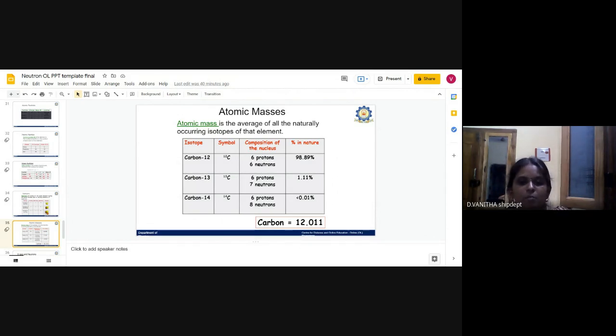So atomic mass is the average of all naturally occurring isotopes of an element. Here, the carbon 12 isotope is made up of 6 protons and 6 neutrons. But for isotopes like carbon 13 and carbon 14, only the number of neutrons varies. Carbon 12 exists in nature in a large quantity, but the other isotopes are not abundant in nature.